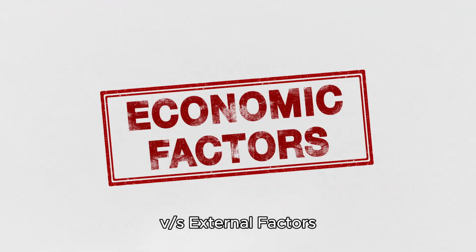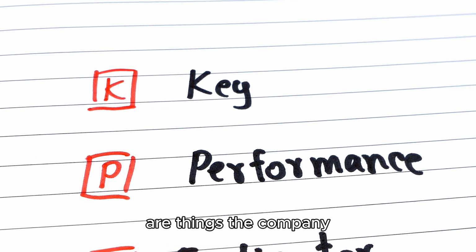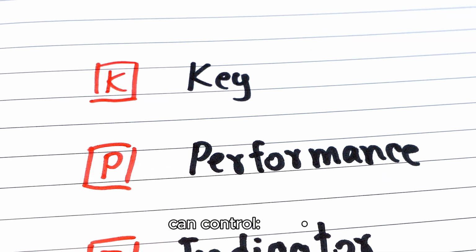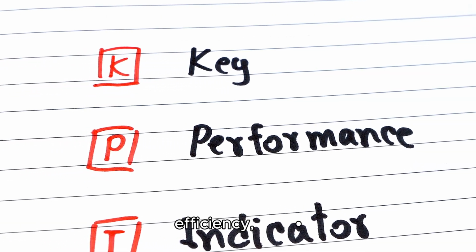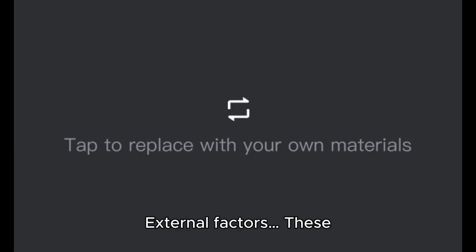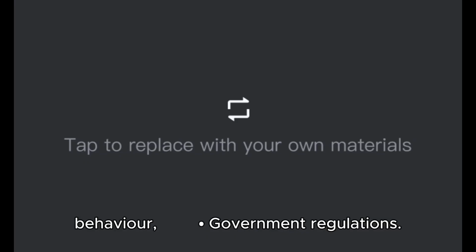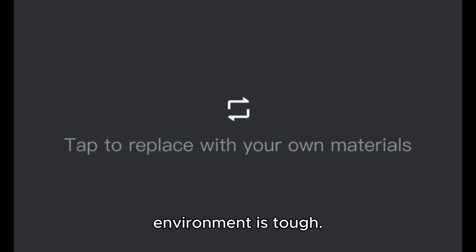Section 5. Internal versus external factors affecting profitability. Internal factors. These are things the company can control. Pricing strategy, cost control, operational efficiency, product quality, workforce productivity. A company with strong management always focuses on these. External factors. These are things outside the company's control. Economic conditions, interest rates, competition, changes in customer behavior, government regulations. Even a well-managed company can struggle if the external environment is tough.